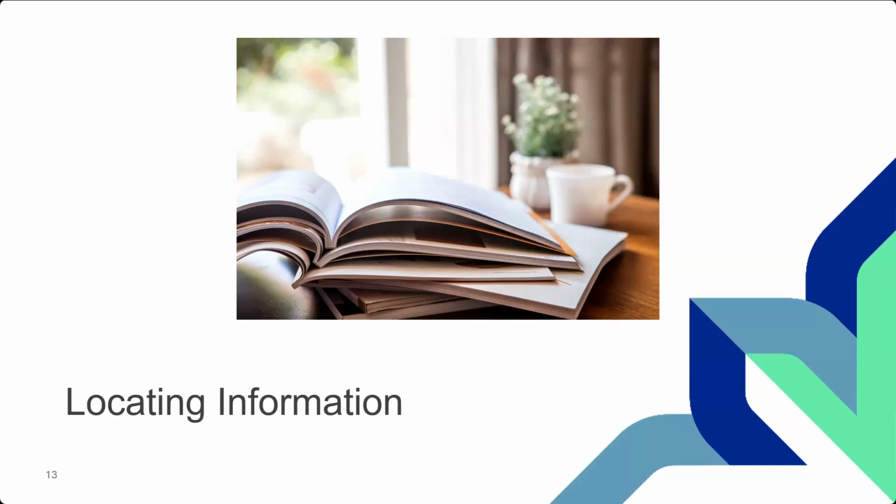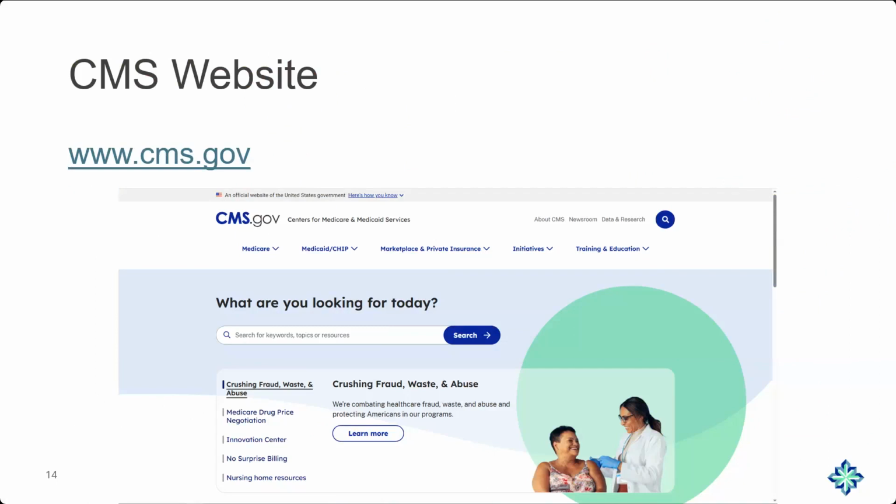Okay, so locating information. First, everyone's probably familiar with the CMS website. If not, and you're new, because we did have a few of those on here, the CMS website is www.cms.gov. This is where the official rules and regulations are that we, as the Medicare Administrative Contractor, or MAC, processing your claims, must follow, and you, as the provider providing the services, must follow. So again, this is the website that we go to for all of this basic information.